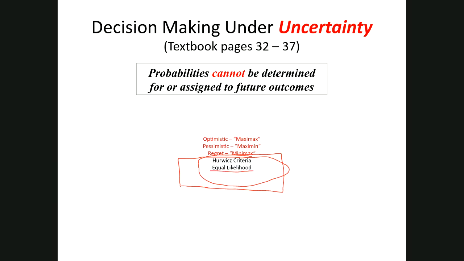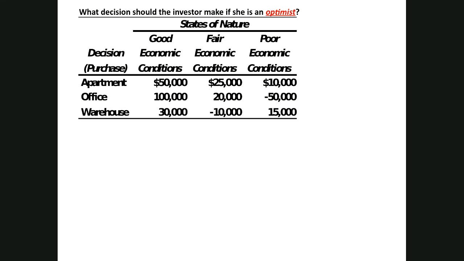So here, we'll begin with this example. We have an investor, and our investor has 3 choices. In the way this data is organized, we're given 3 decisions, and we have only enough resources to choose one of them: either invest in the apartment, invest in the office, or invest in the warehouse. Those are our only 3 choices, and we can only choose one.